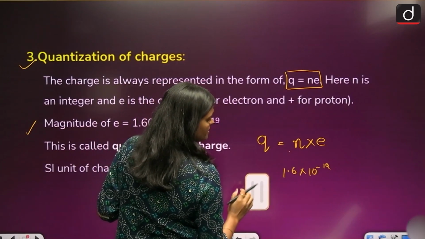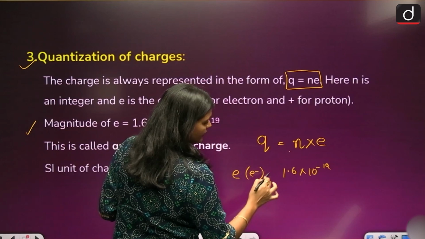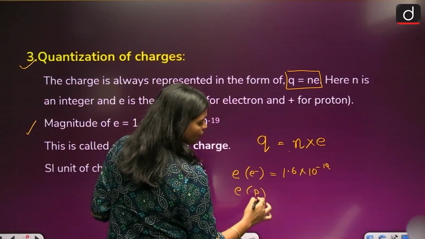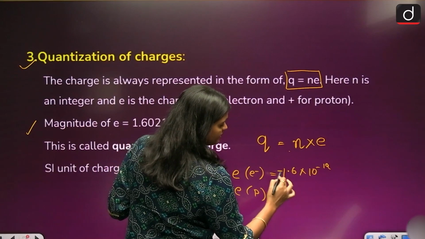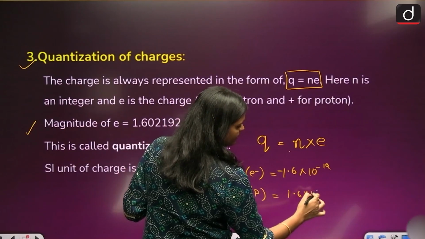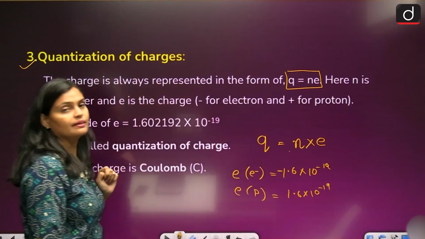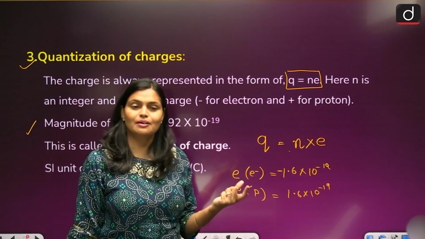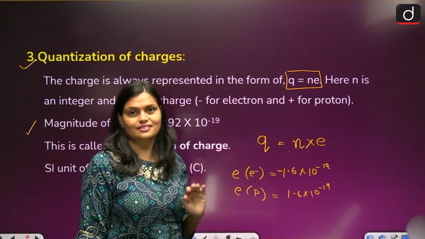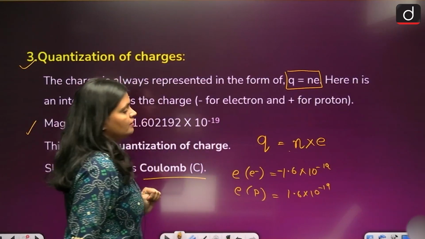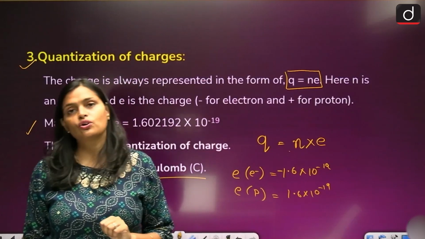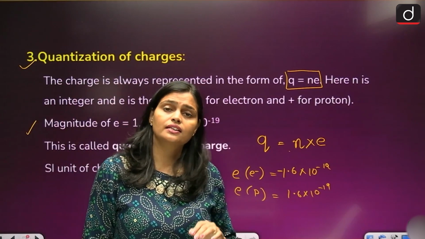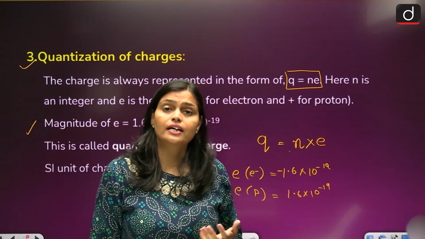Okay, suppose your e is an electron. Then the value of electron charge is this much. If e is your proton, positive charge, then it is 1.6 into 10 to the power minus 19. All right, SI unit of charge is what? Coulomb. So Coulomb is the SI unit of charge. All right, so this is what we call quantization of charge. Charges are integral values, integers, whole numbers.